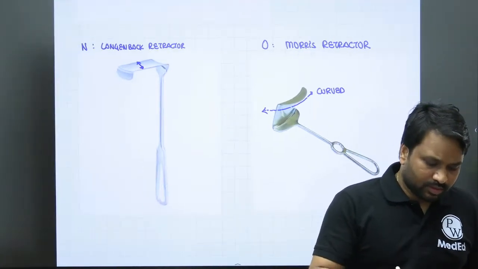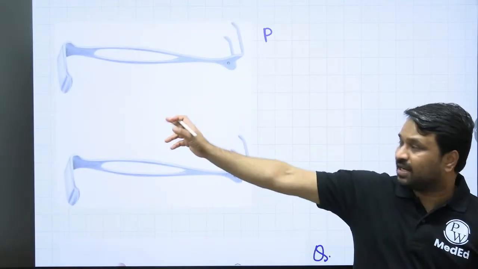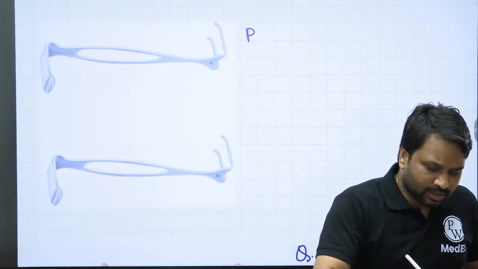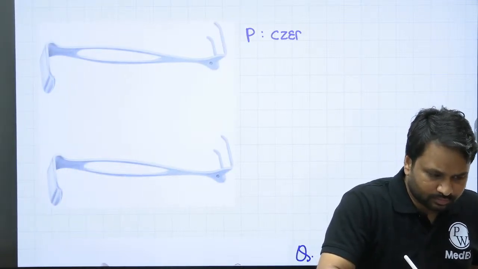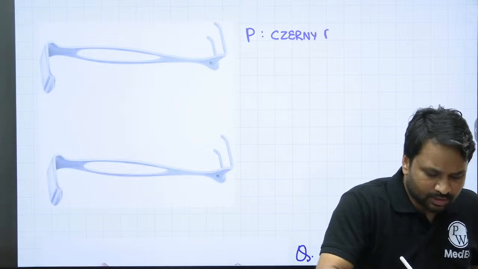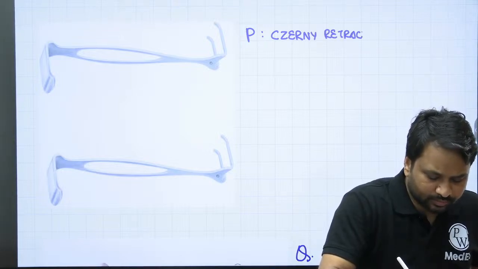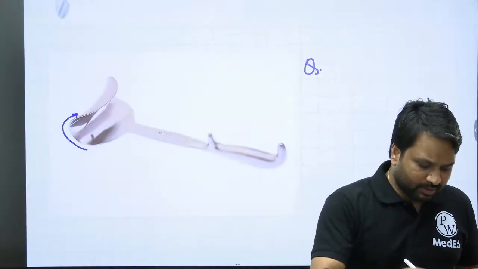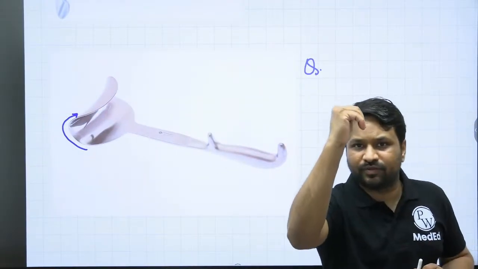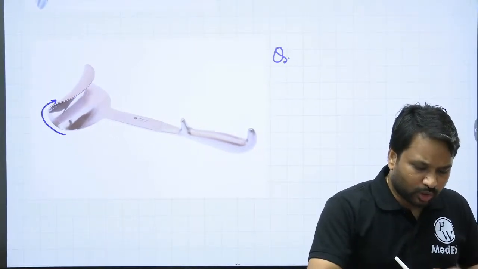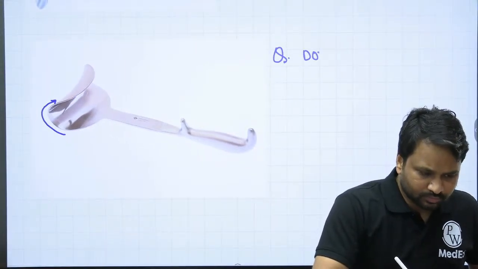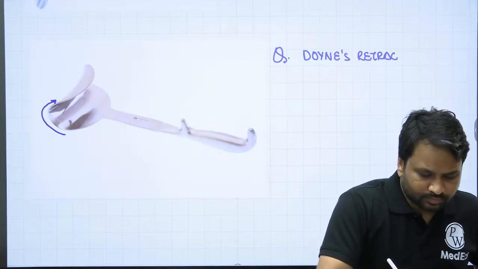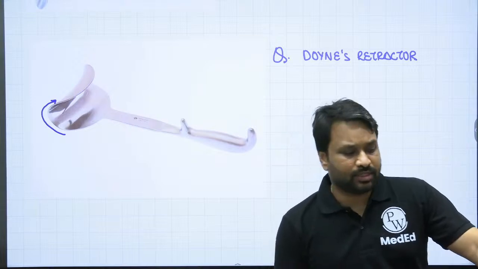Okay. Now this is another very famous one. On one side it looks like Langenbeck but not completely bent, but the other side is like two finger forks, and this is what we call a Czerny retractor. The same thing, but if you have more curved, like a hand curvature like this, this is what we call the Doyen's retractor.